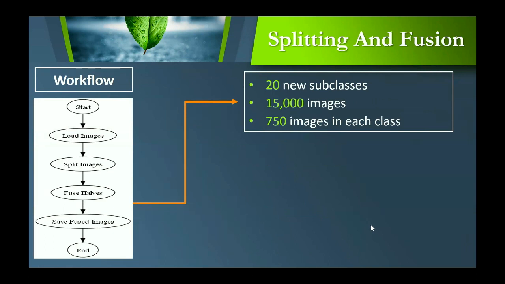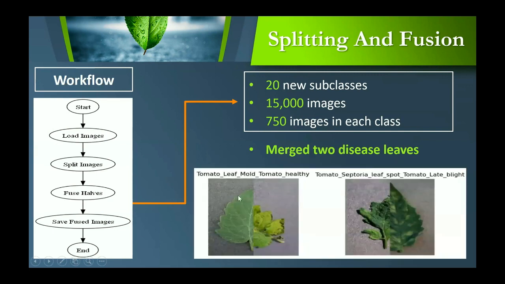So for instance, we have two merged diseased leaves here. If we look at this image, we have the healthy tomato leaf being fused with leaf mold, which happens to be a disease. This creates a situation whereby, assuming we have a particular tomato leaf, half of the leaf or a part of the leaf may be healthy, and a part of it may have the mold disease. Here we also have the septoria leaf disease and then the late blight disease.